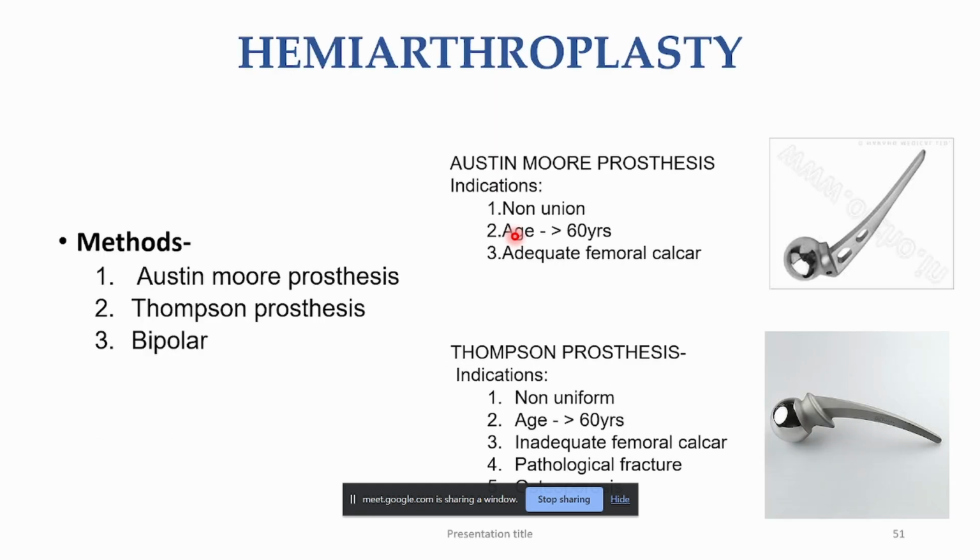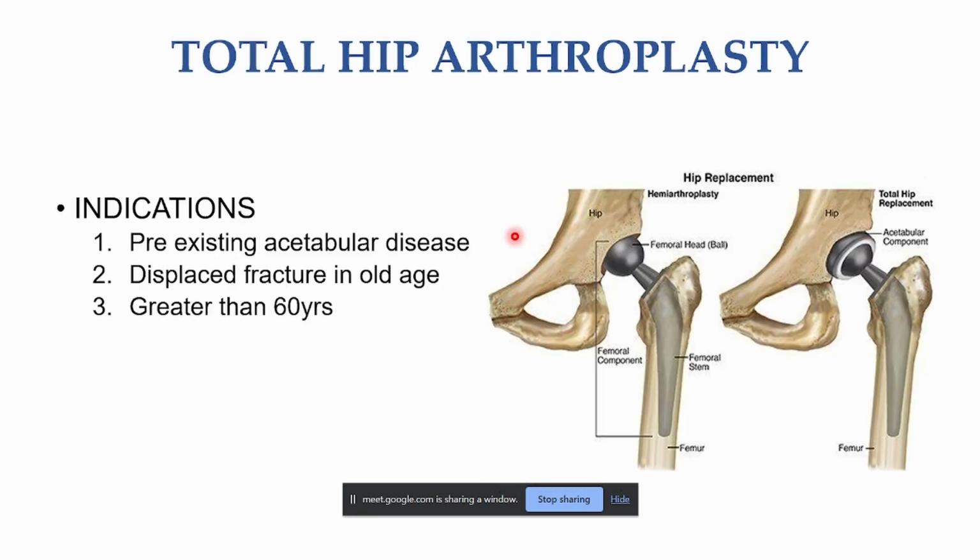Now, hemiarthroplasty. There are two procedures under hemiarthroplasty: Austin Moore prosthesis and Thompson prosthesis. Basically, Austin Moore prosthesis and Thompson prosthesis are similar. Indications in both are non-union, and it is used for the age group greater than 60 years. And there is adequate femoral calcar in both. But in the case of Thompson prosthesis, there is inadequate femoral calcar, there is pathological fracture, and there is osteoporosis.